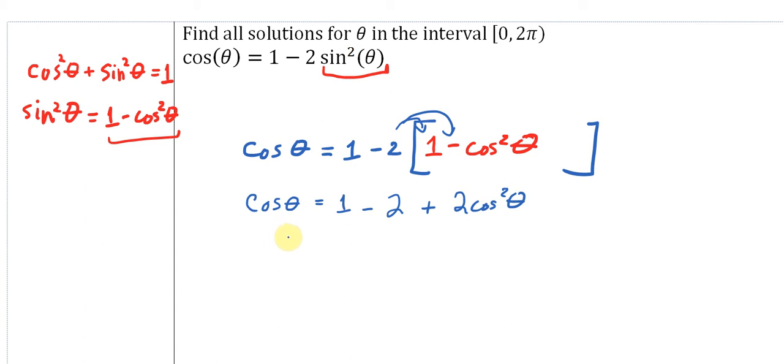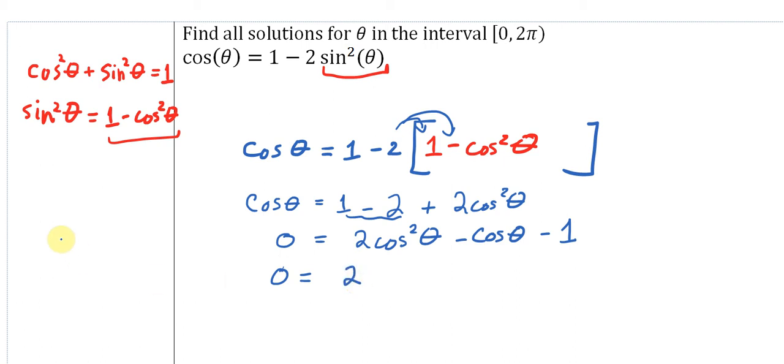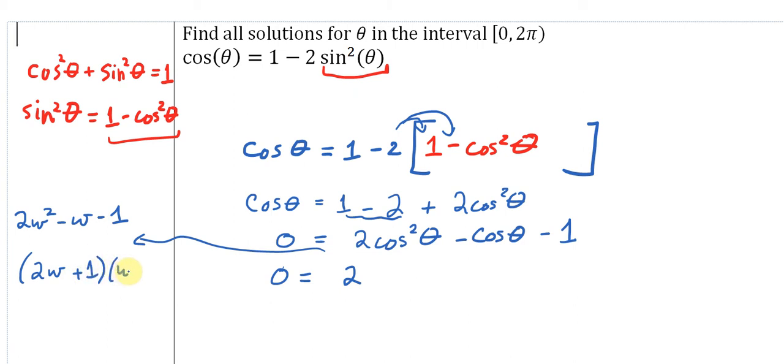And now we can rearrange things to make it look sort of like a quadratic. So we have 2 cosine squared theta, bringing the cosine over, so you get negative cosine theta, and then these two give us negative 1. So we can proceed with a little bit of factoring. We can say 0 is equal to, and remember this here by substitution, I mean this is really like 2w squared minus w minus 1, right? So if we factor this, we get 2w plus 1 times w minus 1.